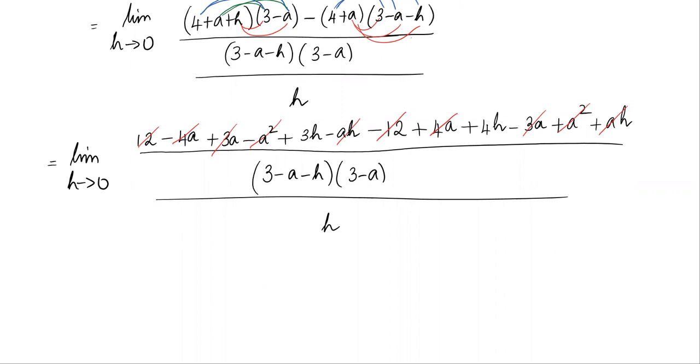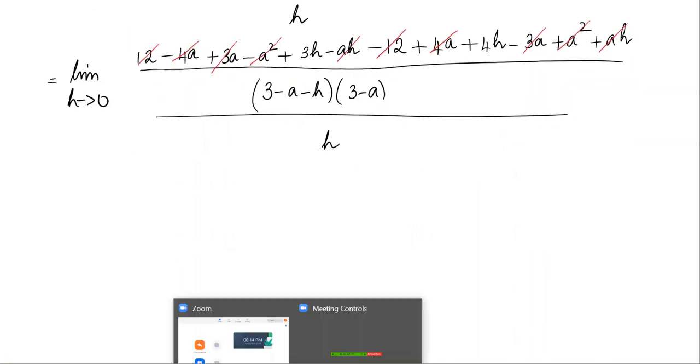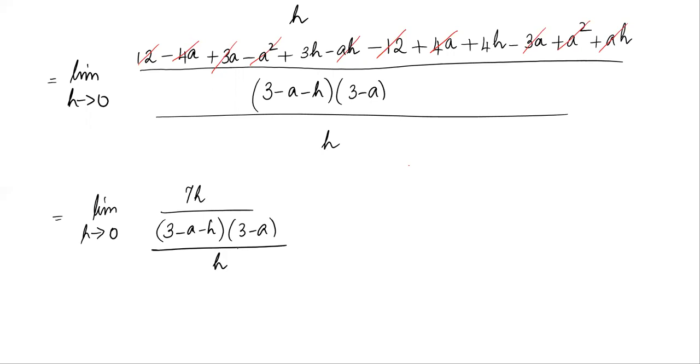So it's good that we had the 3h and the 4h. And again, what's interesting is the 3h and the 4h are like terms, so you can combine them. So 3h plus 4h is 7h over 3 minus a minus h times 3 minus a, all over h. That looks so much better, isn't it?